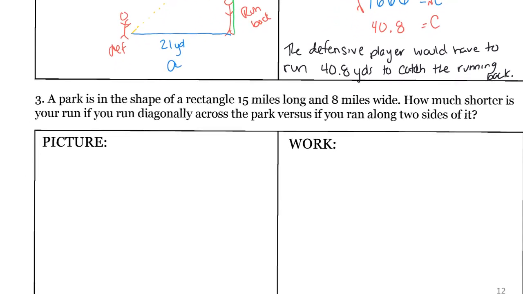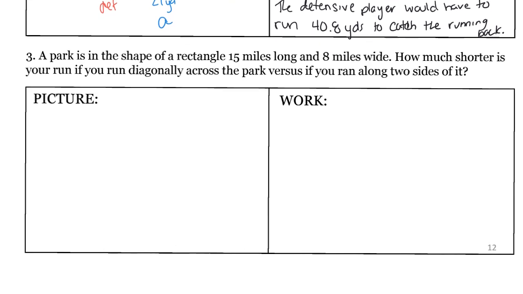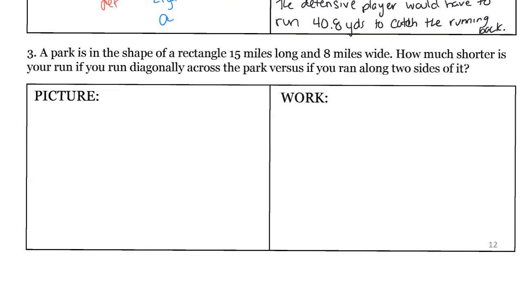Okay, one more together, and then I'm going to let you try the next two on your own. So, a park is in the shape of a rectangle. So we got a park, our green park, here it is, in the shape of a rectangle. That's 15 miles long, and 8 miles wide. How much shorter, that's a key word there, shorter, is it if you run diagonally across the park versus if you ran along the two sides?